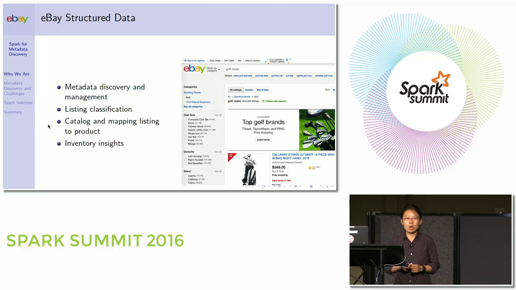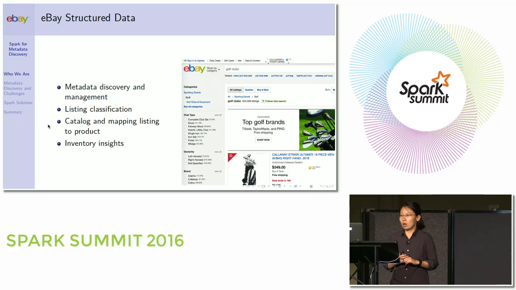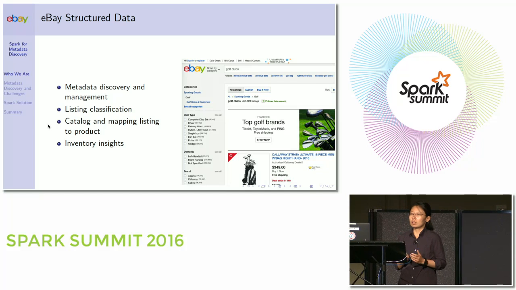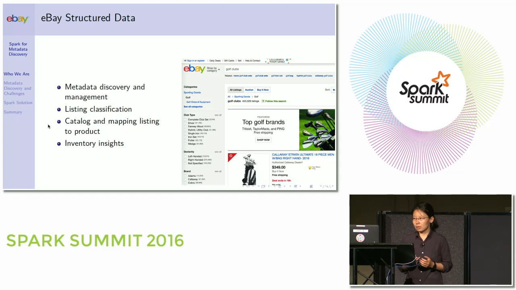We're from a structured data team, so we're responsible for transforming unstructured listing data to structured information with semantic meanings. These are the following important domains in our team. The first one is metadata discovery. What we mean by metadata are basically the important name value pairs on eBay. For example, brand is an important name, and Apple is a value. Those name value pairs are always used for describing the listings.